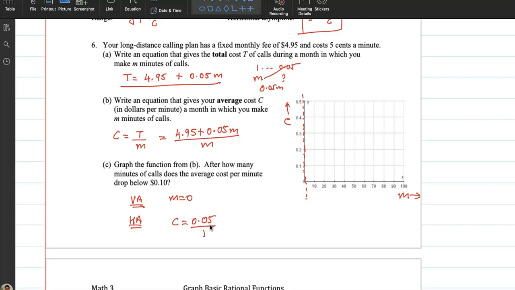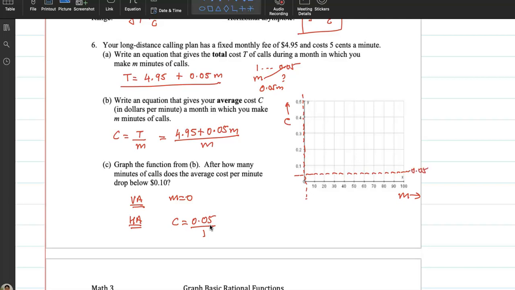5 cents is 0.05, so this is 0.1. Very small, half of this. Oh, it's a small graph already.